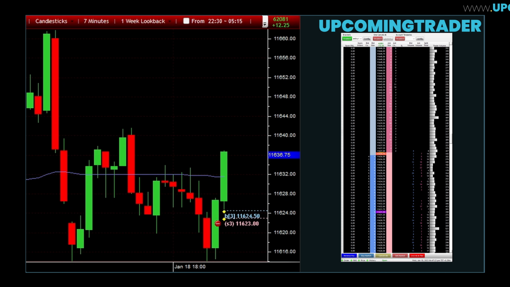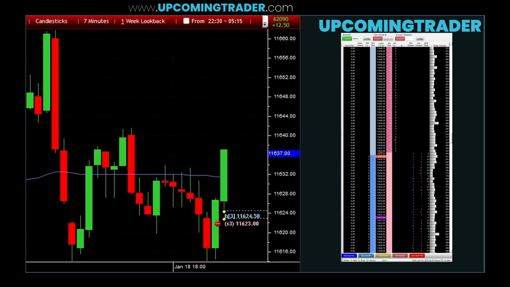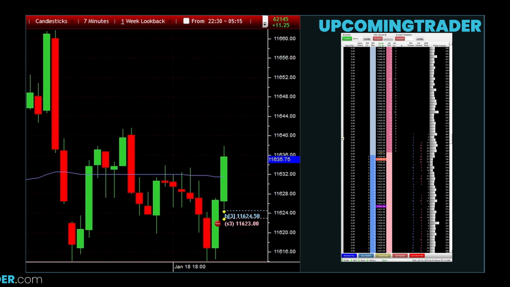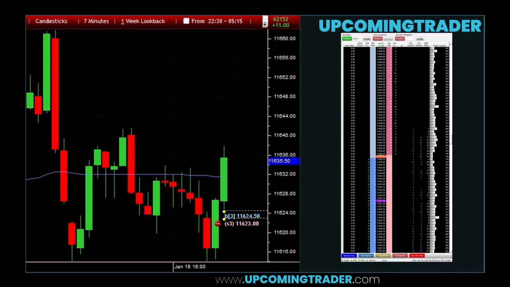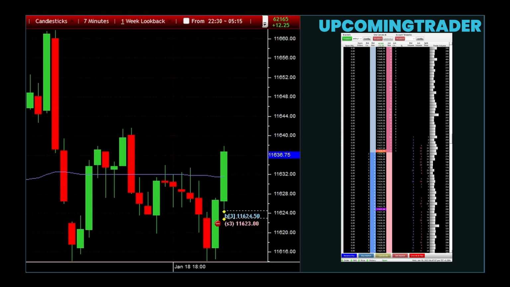First, we have high volume nodes. These are price levels where a lot of trading activity happened. They create strong support or resistance zones because many traders have established positions there. Then there are low volume nodes. These are price levels with very little trading activity. When the price moves through these levels, it tends to move fast. This makes low volume nodes interesting areas to watch for potential breakouts.